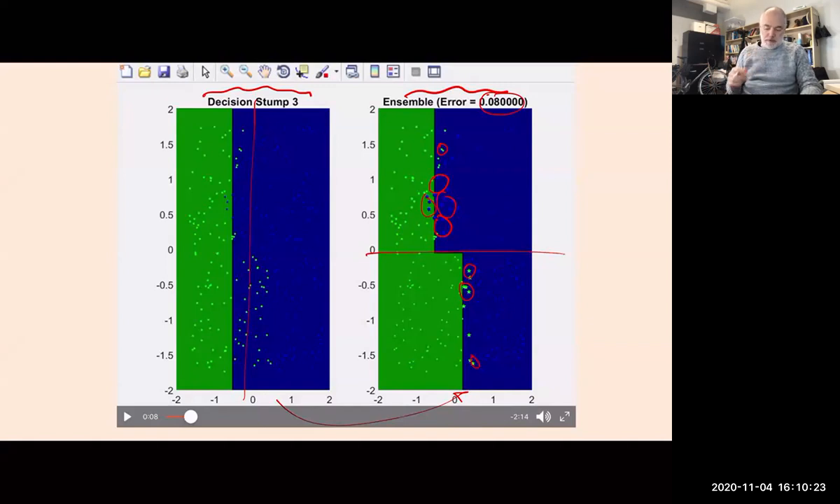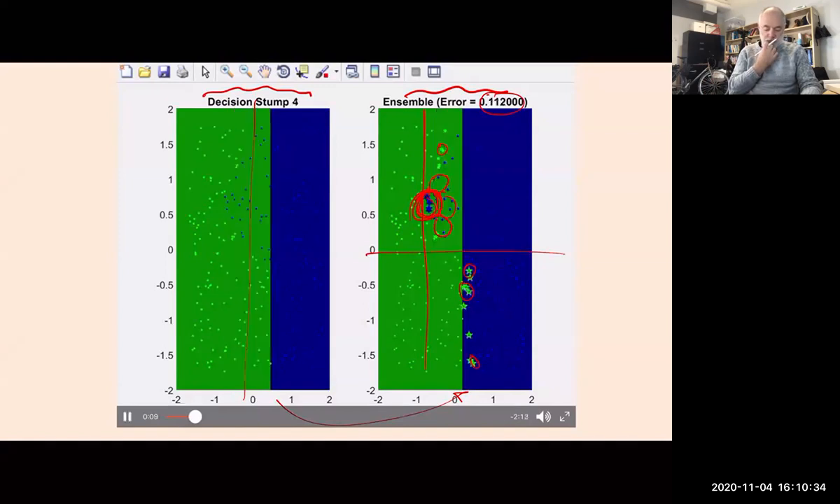Now we learn another decision stump, which is a different split along this axis, presumably to deal with these data points right here. And so on and so forth. And this repeats.